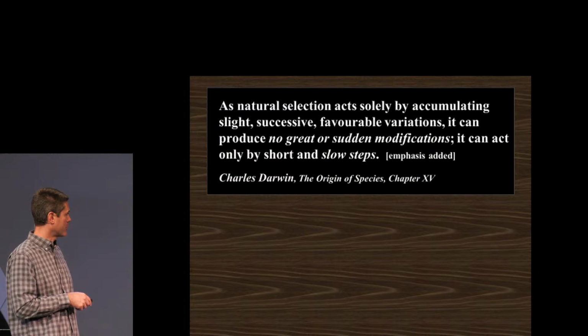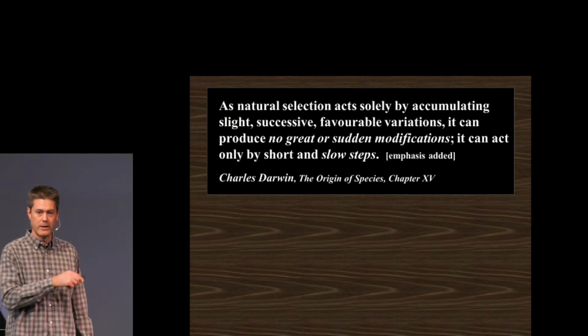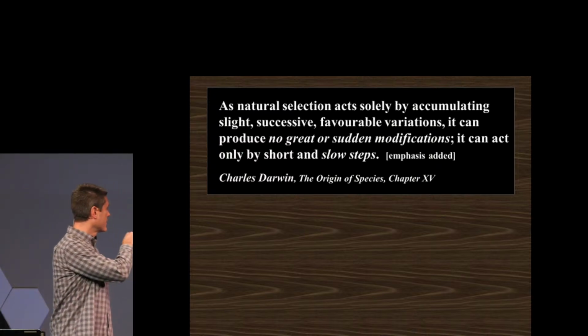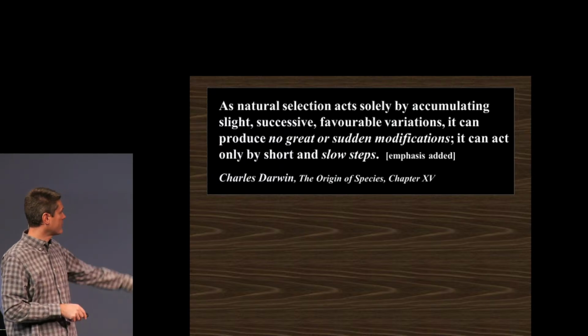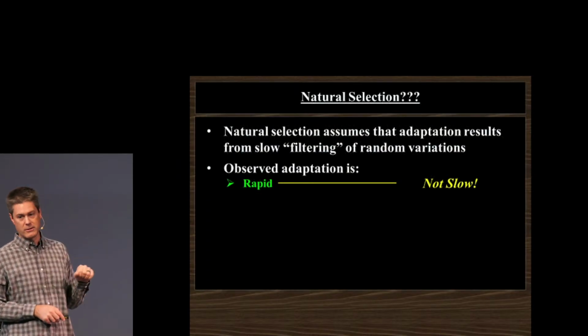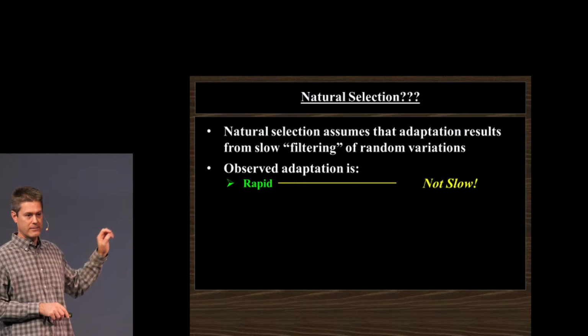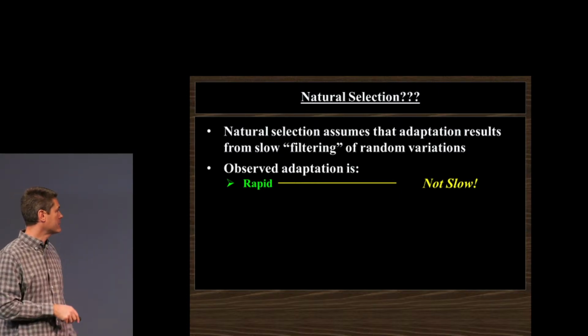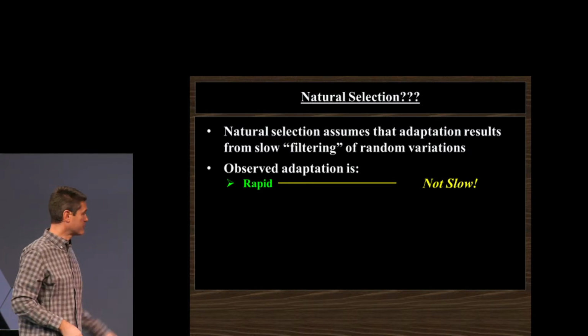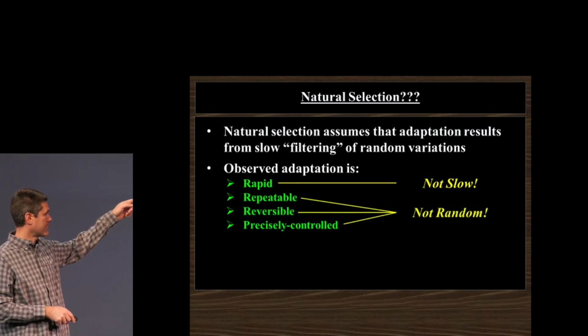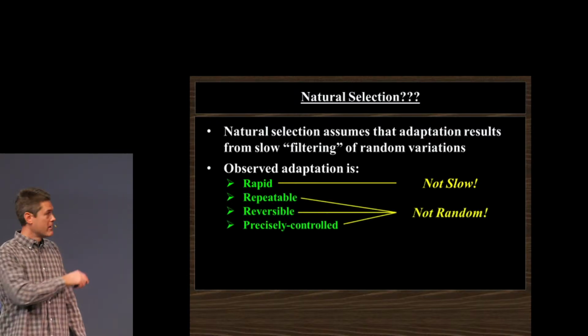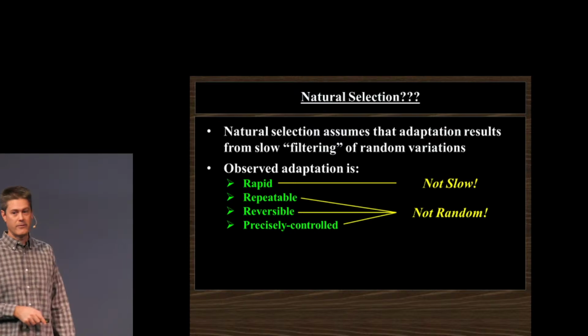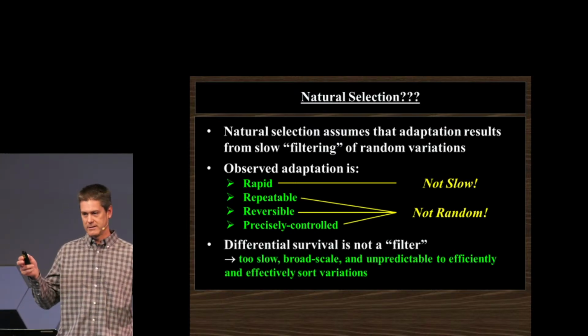It can act only by short and slow steps. That comes straight from Darwin. And we looked at that in that presentation, and what we discovered is that observed adaptation is not like that. It's fast. And in addition to that, it's repeatable, it's reversible, and it's precisely controlled. It's not random.